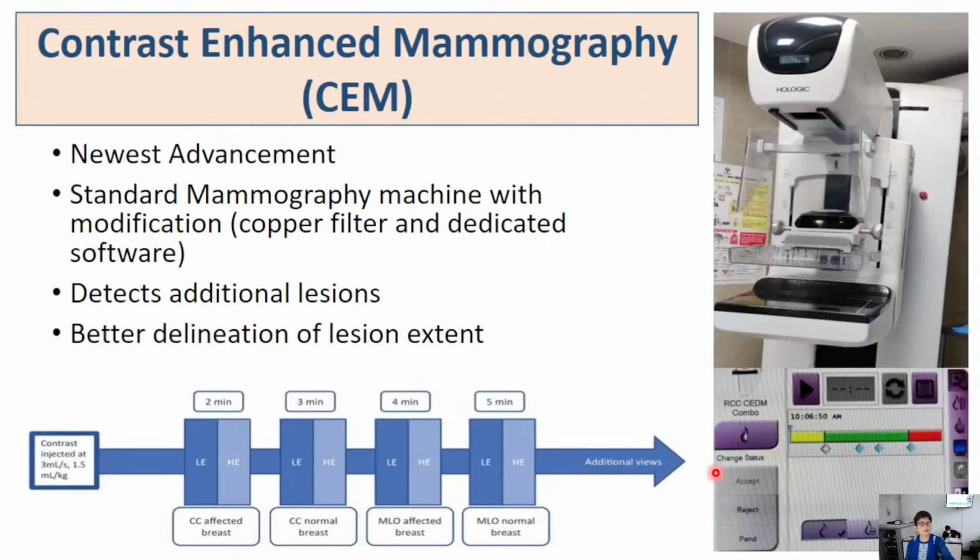The third advance is the contrast enhanced mammography. So this is the newest advancement. We need a standard mammography machine with some modification, that is a copper filter and a dedicated software for evaluation of this contrast enhanced technique. The advantage is that it would help us pick up additional lesions. So it detects the additional lesions and there is a better delineation of the lesion extent by using contrast during mammography.